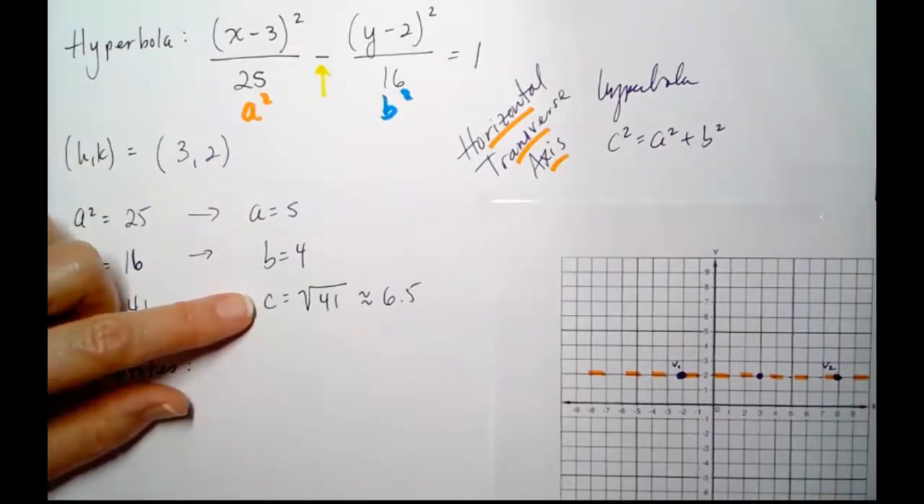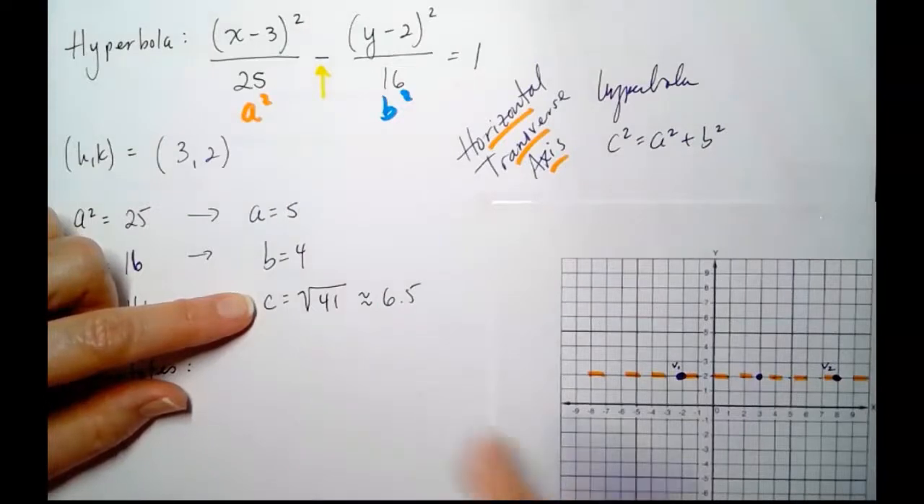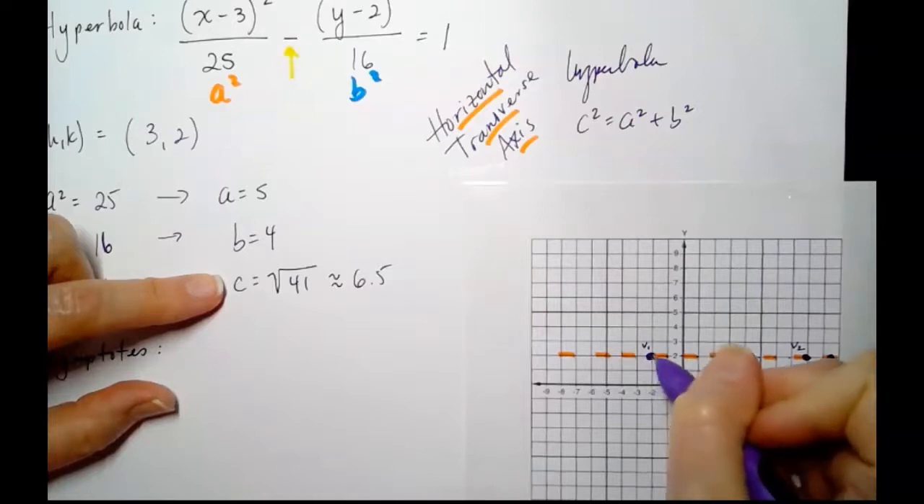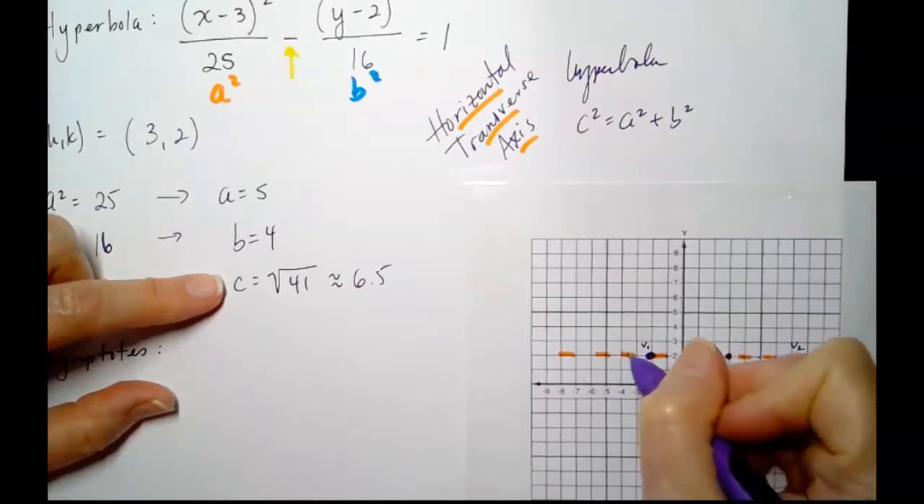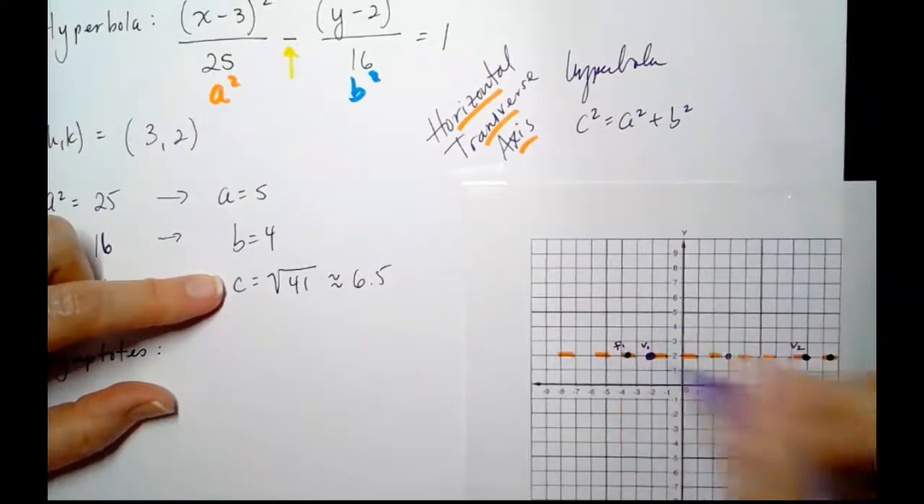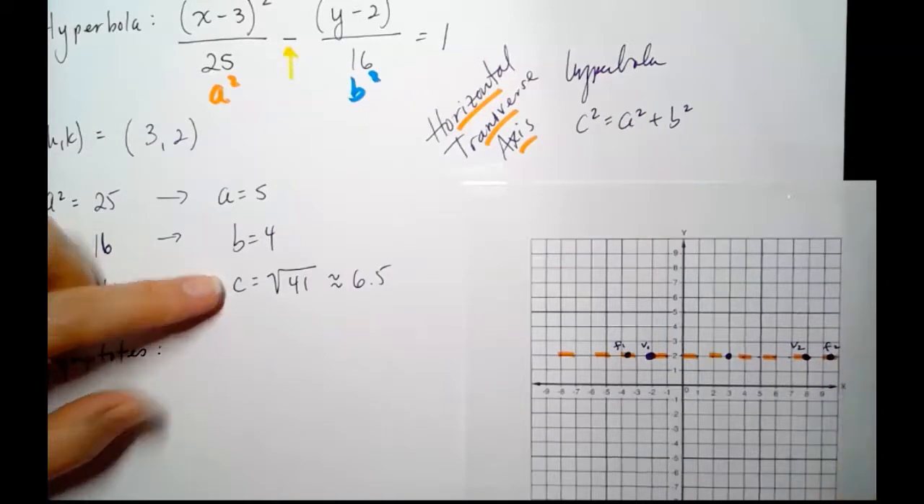Our foci are going to be root 41 units to the left and to the right from our center point. So if this is 5, this is 6, and root 41 is about right there. So 5, 6, 6 and some change. So we've got focus 1, vertex 1, vertex 2, focus number 2.